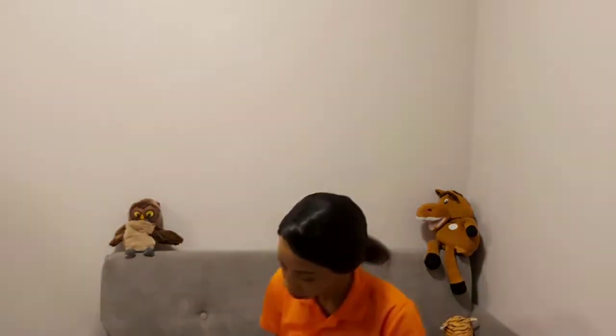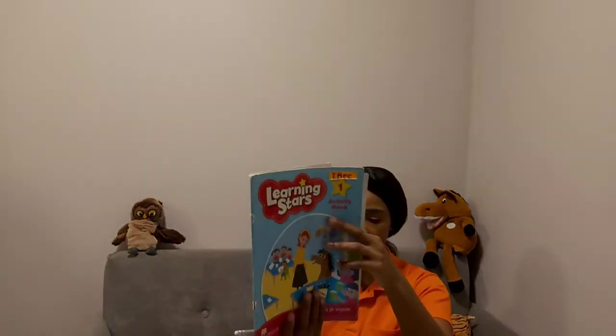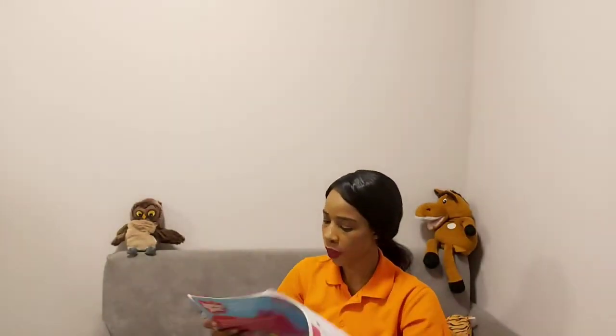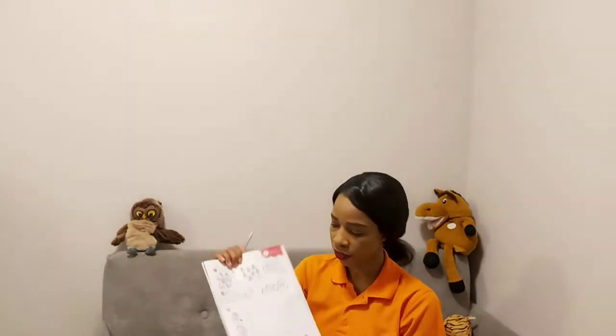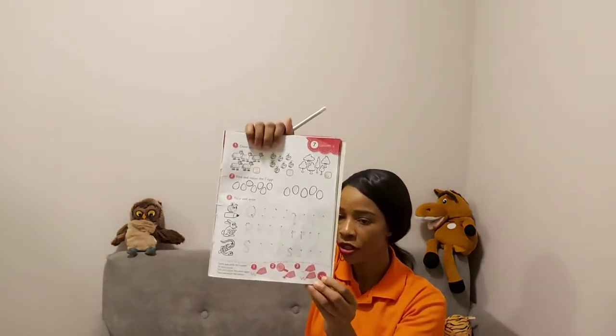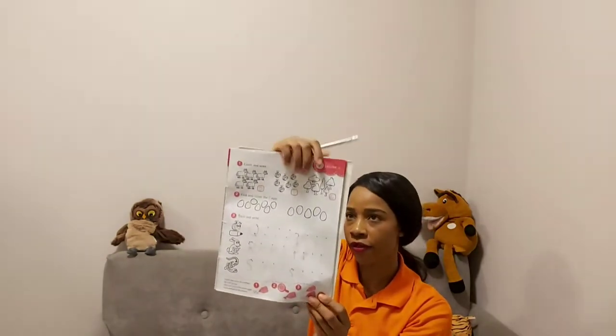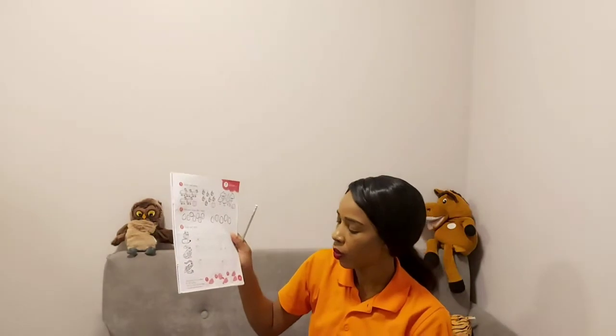All right, so what you have to do today, you have to get your Learning Stars activity book. We are opening on page 45. This is the Learning Stars activity book. Open on page 45. It's a review page. Page 45. All right, so what do we have to do?